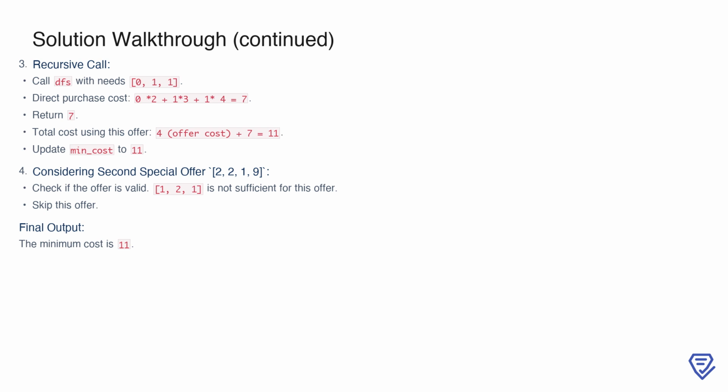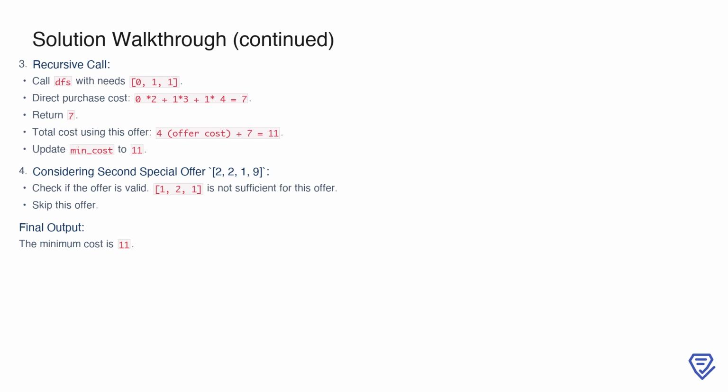Here, the direct purchase cost for these needs is calculated as 0 * 2 plus 1 * 3 plus 1 * 4 equals 7, and the function returns 7. Now, the total cost of using the first special offer is the offer cost of 4 plus the cost of fulfilling the remaining needs, which is 7.